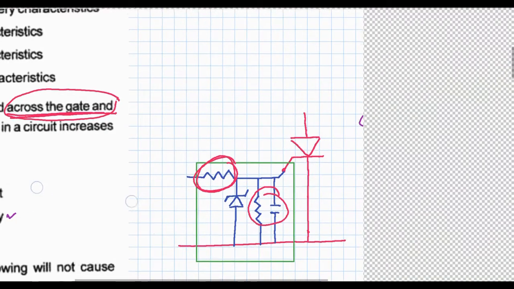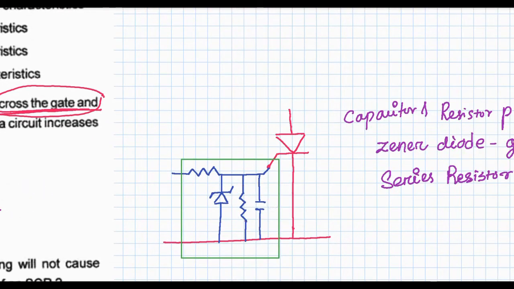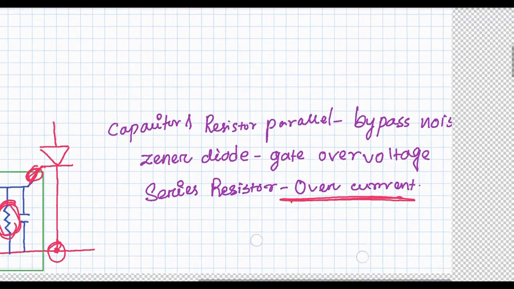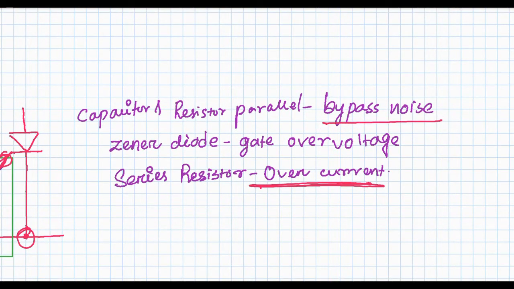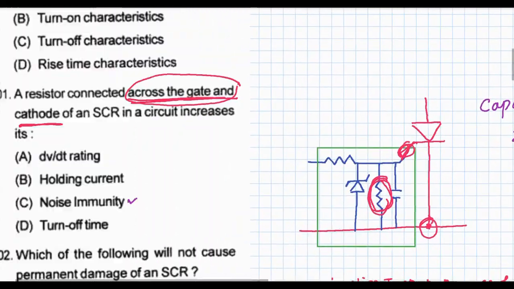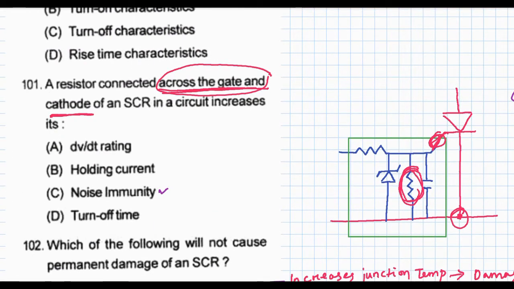Now in this question, the resistor is connected across gate and cathode. This is gate and this one is cathode, and this resistor is connected along with that capacitor for the reduction of noise or to bypass the noise signals. Noise immunity will provide immunity against false turn on or false triggering. So C will be the correct answer, that is noise immunity.